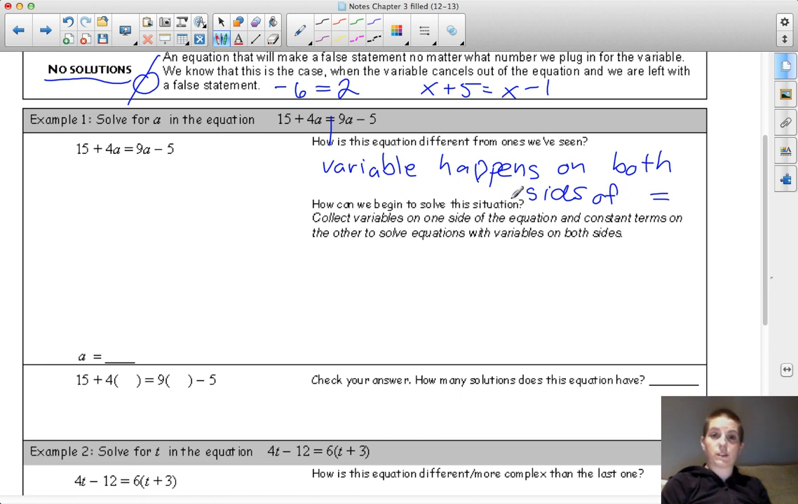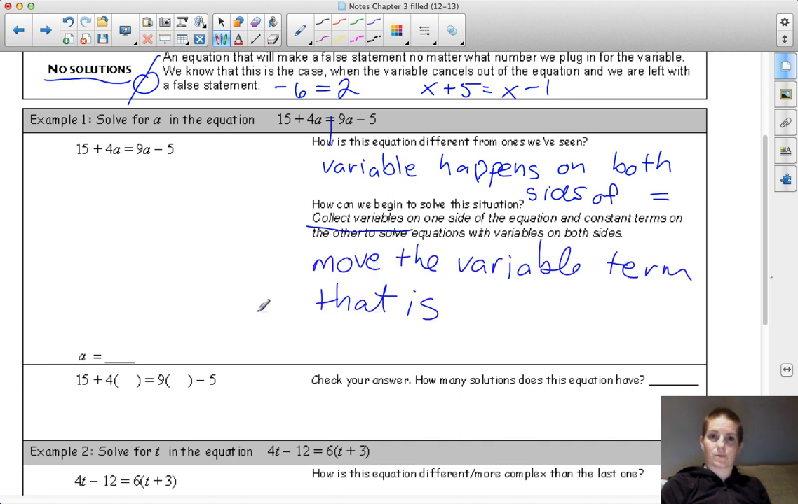How can we begin to solve this situation? Well, when we begin, we have to collect our variables on one side of the equation and the constant terms on the other to solve equations with variables on both sides. So we're going to collect the variables, and usually we collect the variables on the left, but it doesn't have to be. The rule of thumb is move the one that is smaller. Remember that when we say smaller, it also means more negative. So the one that's smaller or the one that's more negative.